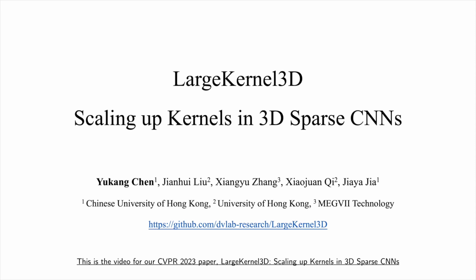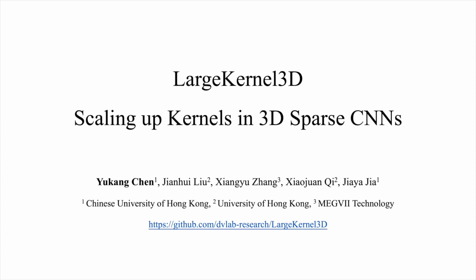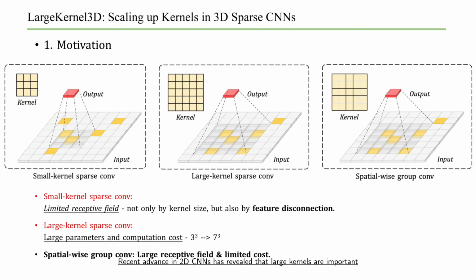This is the video for our CVPR 2023 paper, LargeKernel3D, Scaling Up Kernels in 3D Sparse CNNs. Recent advances in 2D CNNs have revealed that large kernels are important. However, when directly applying large convolutional kernels in 3D CNNs, severe difficulties are met. To address this vital challenge, we instead propose the spatial-wise partition convolution and its large kernel module.